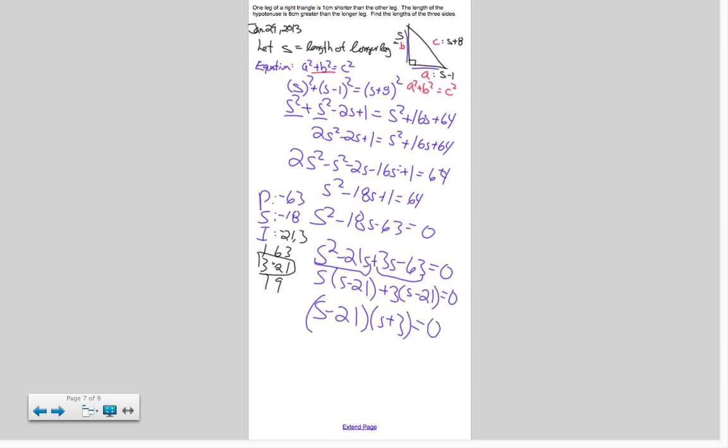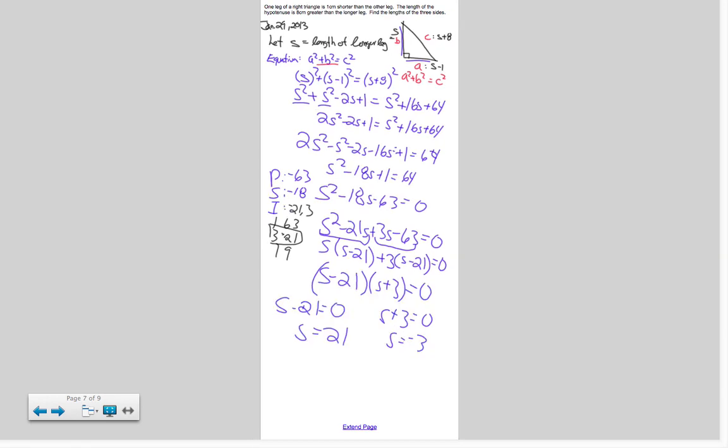So now I have my two factors. And if I set each of them to 0, that's my solution. So s minus 21 is equal to 0. s plus 3 is equal to 0. So therefore s is equal to 21, or s is equal to minus 3. So I've answered the question, I'm done. Right, solve for s.